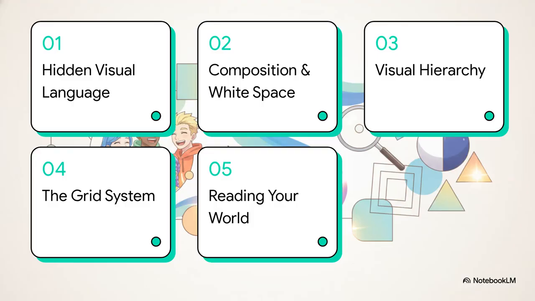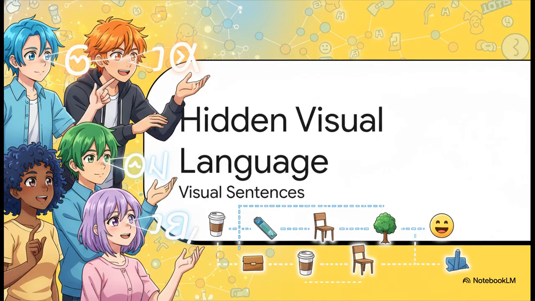To get us fully fluent, here's our syllabus for today. The hidden visual language, composition and white space, establishing visual hierarchy, the grid system, and finally, reading your world. All right, Section 1, the hidden visual language, or seeing the world as visual sentences. We aren't just looking at random objects anymore, we're learning the grammar to actually read visual sentences.